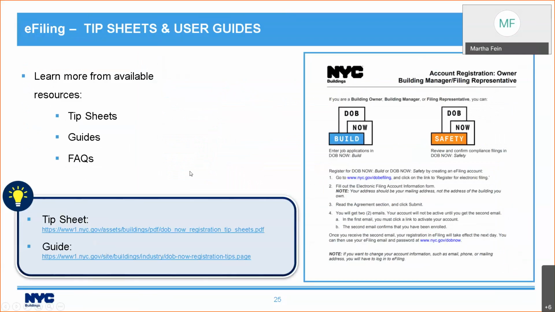There's a lot more information available online. You can get tip sheets, guides, FAQs, and you can get it either by going to the DOB Now login page or by going to the page where you signed up for this class.